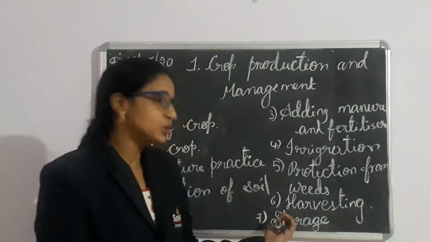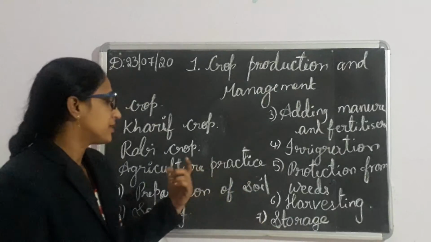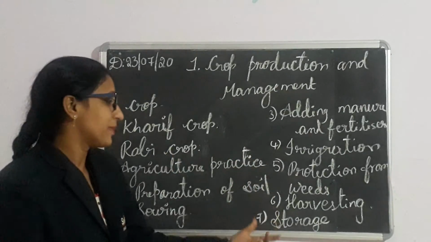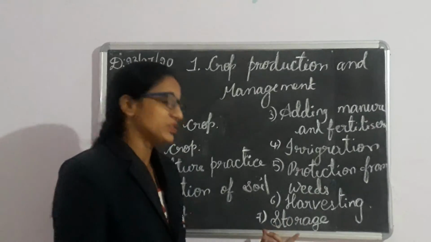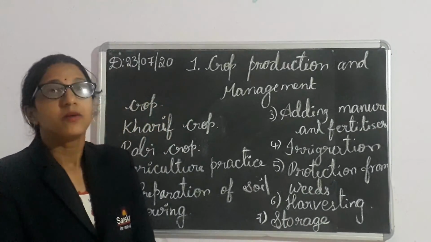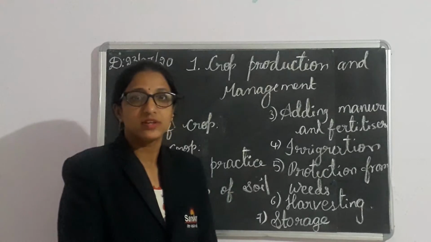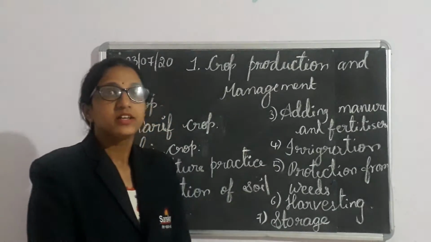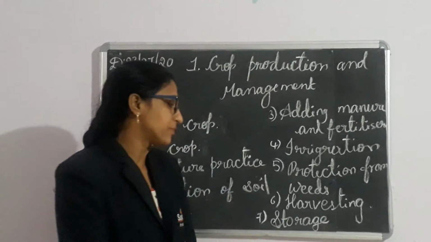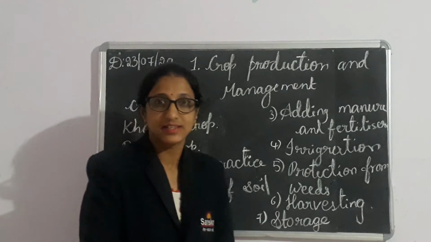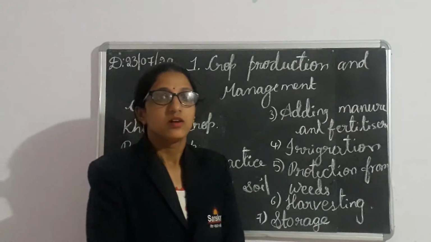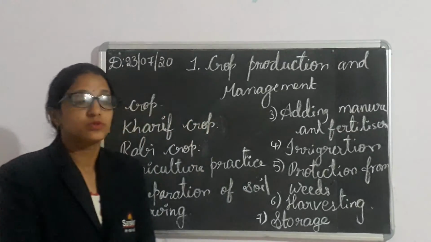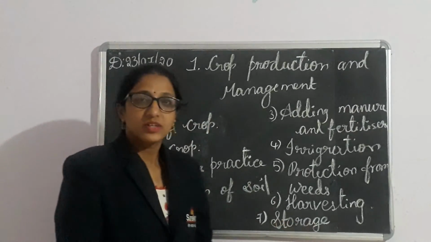And the next one is storage of the crops. After doing all these practices, storage of grains is very important. By that we can store them for the future. For this we have to add a few chemicals to avoid insect damage and to save the grains from rodents. Mostly granaries are used to store the grains.